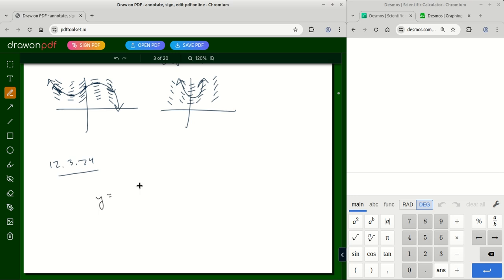Moving on. y equals capital M over 1 plus C e to the negative k M t. And they say, find t when y is equal to M over 2. Okay, now hold on for a second, guys. This is all letters.